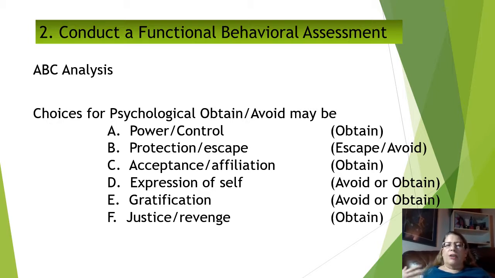Protection and escape is an avoidance kind of thing, so trying to keep from getting hurt. Acceptance and affiliation is usually an obtaining behavior, wanting to be part of a crowd, wanting to be part of a family. Expression of self can be either avoidance or obtaining something, and gratification can be either avoidance or obtaining. Justice or revenge is usually obtaining. Now, obtaining what? The what is the thing. So you can say somebody's obtaining justice, but how does that actually get formulated? So let me give you an example.